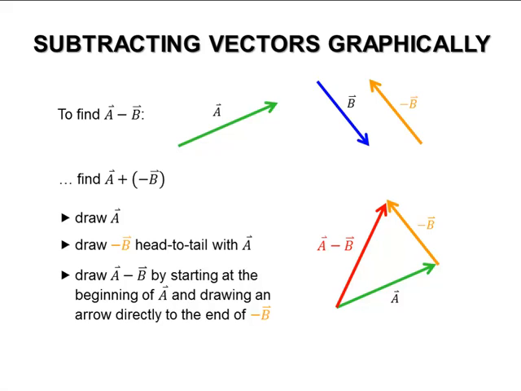And although you can add A and negative B in either order, you do have to be careful which vector you reverse. The vector that's reversed has to be the one that's being subtracted. A minus B and B minus A are in fact different vectors.